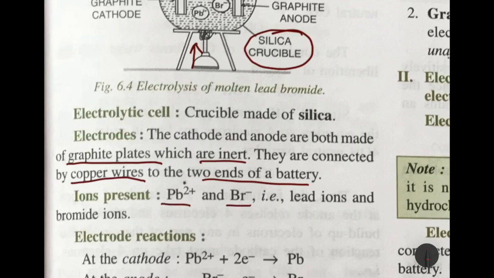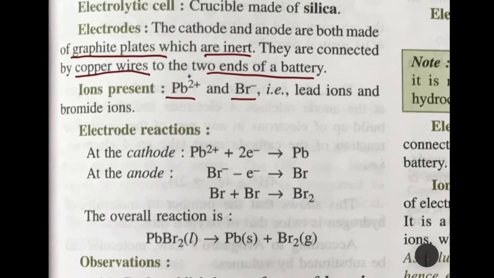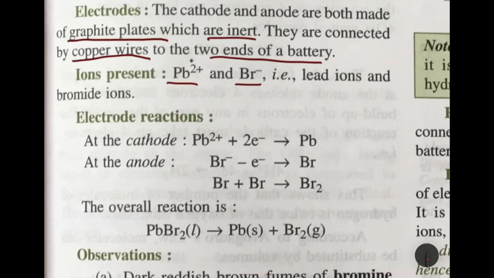Since it is lead bromide in the melted state, there are only two ions present, lead ions and bromide ions. The lead ions, positively charged, will move towards the negative electrode, that is the cathode. It had turned into an ion by giving away two electrons, which it will regain. Two electrons will be added to it and it will become an atom of lead.